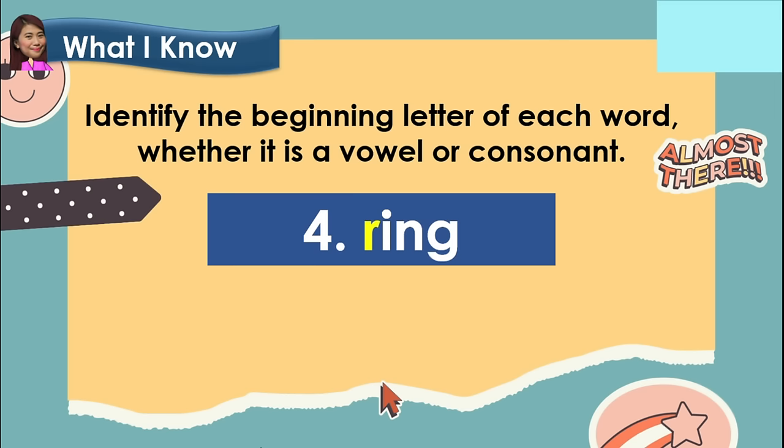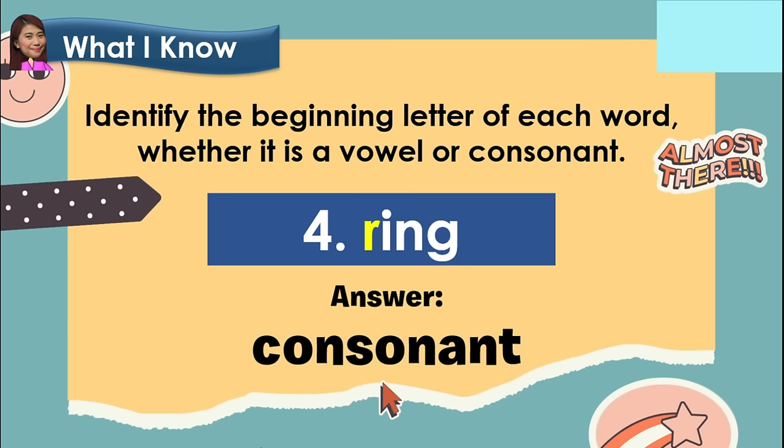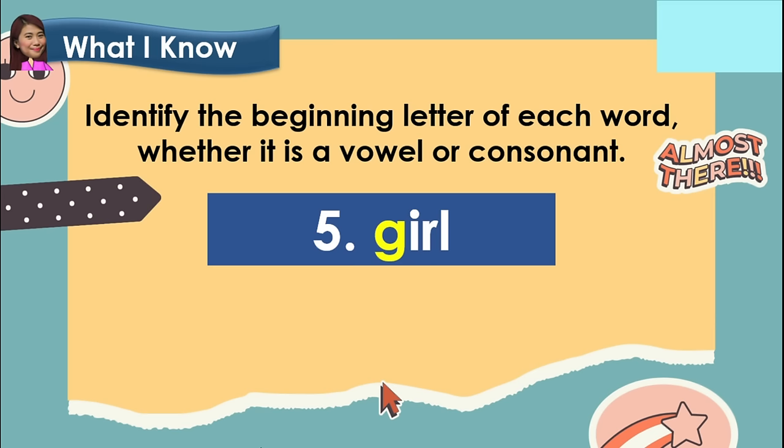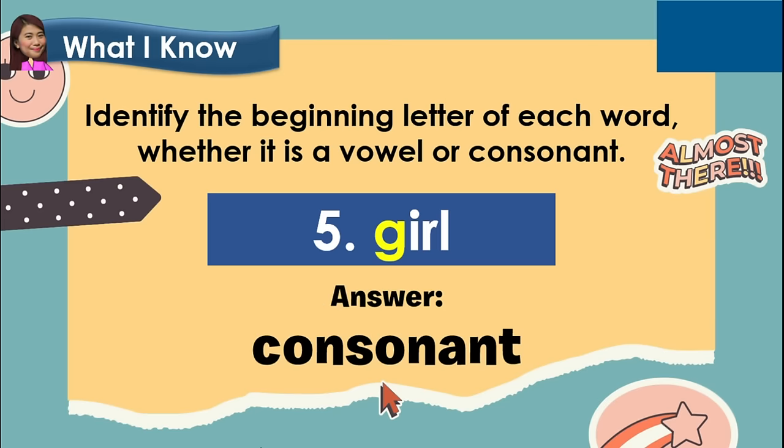Number 4. Ring. What is the beginning letter of the word ring? Is it vowel or consonant? Type now your answer. Letter R is consonant also. And number 5, girl. What is the beginning letter of the word girl? Is it vowel or consonant? And the correct answer is consonant again. Letter G is a consonant letter.